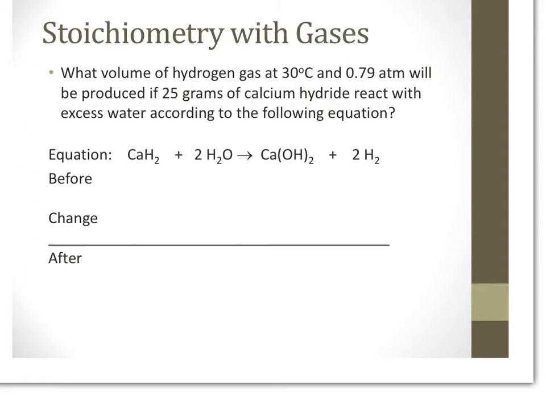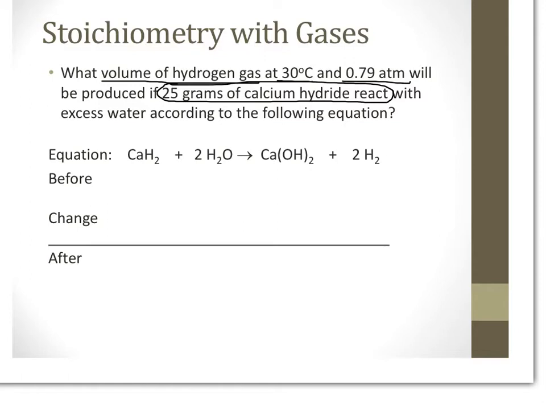So as I read this problem, what volume of hydrogen gas? Well, it's asking me volume of hydrogen gas. That's what I need to know. Since it's a gas, I'm getting a few extra conditions to go along with it. I'm getting a temperature and a pressure for the gas. Will be produced if 25 grams of calcium hydride react. Well, that's what I know. That's my starting point for my problem. 25 grams of calcium hydride with excess water according to the following equation, and I've been given a balanced chemical equation.